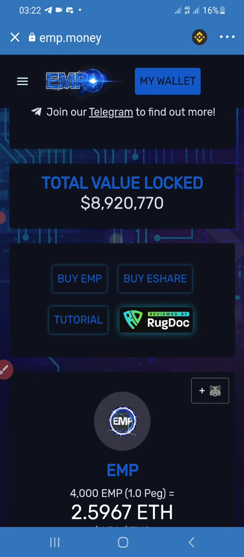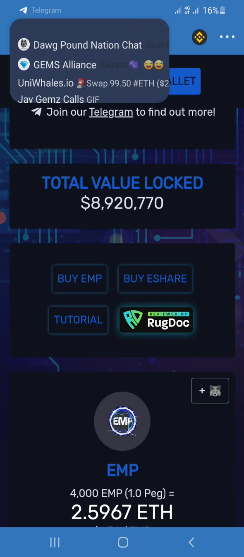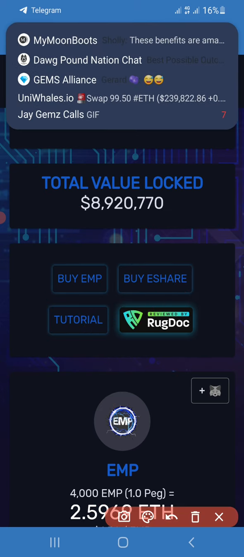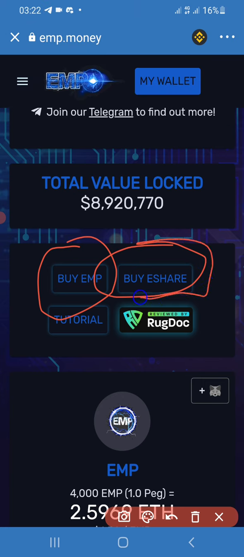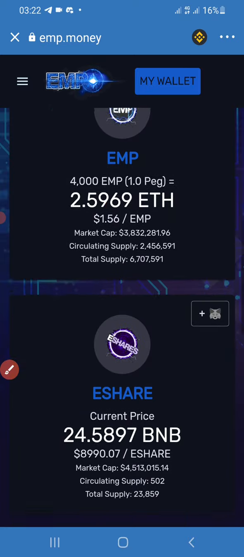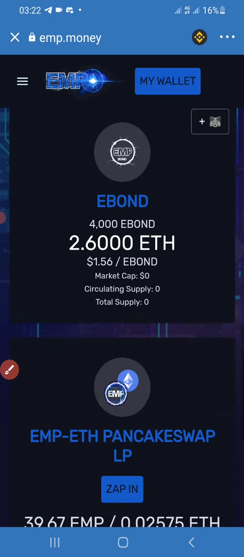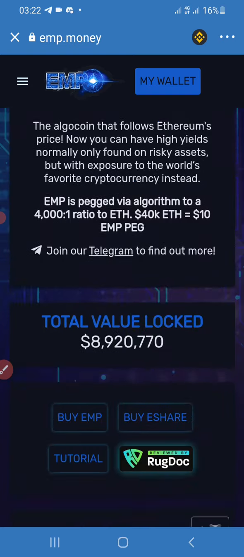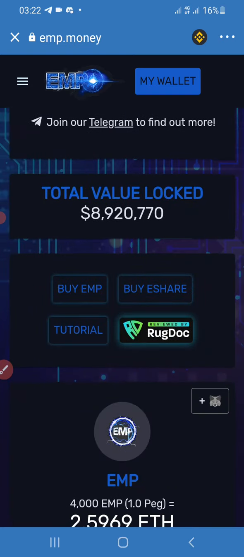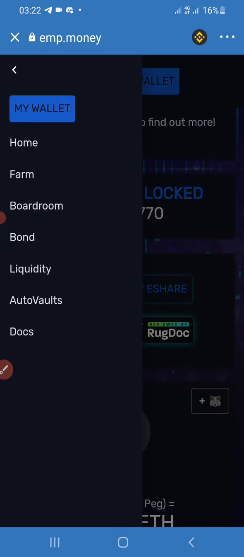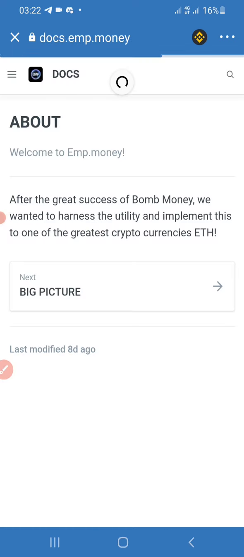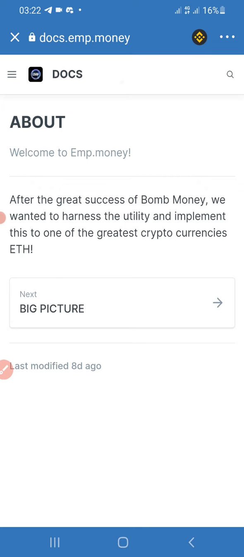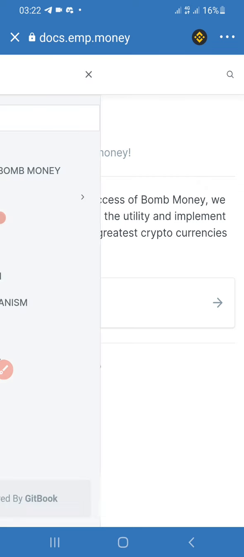We have EMP, and shares, which increase the trust that people have in the platform, and the bond token, EBOND token, which is used as a safety measure. So I will explain how they work and why they are bonds. Let me explain it first before you put your money in, so you understand what you're about to do. So let me explain this.